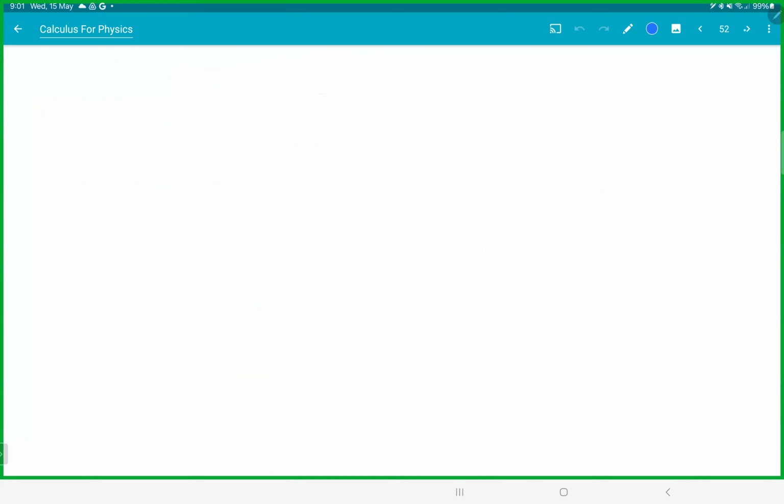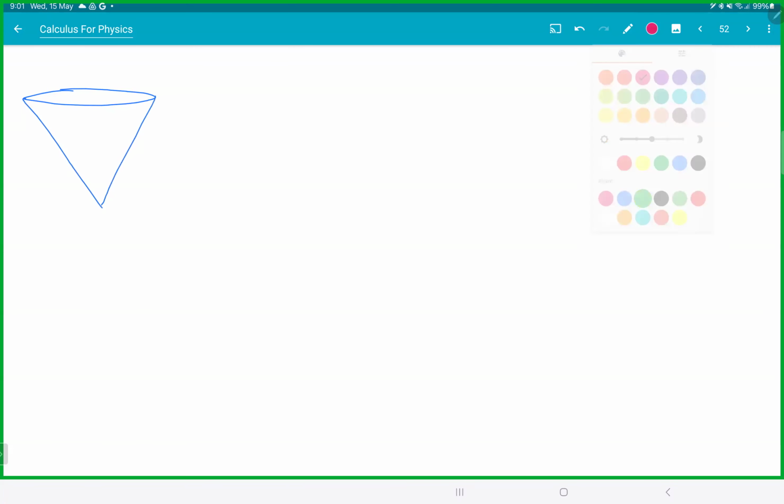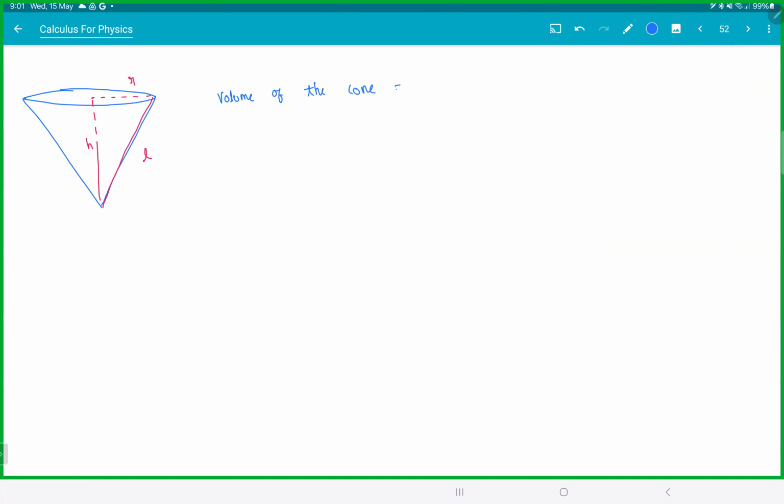So, first of all, you should know a little information about a cone. If you have a cone here, let this be R, this is H, and this is L. What is the volume of the cone, everyone? 1 by 3 pi R square H.